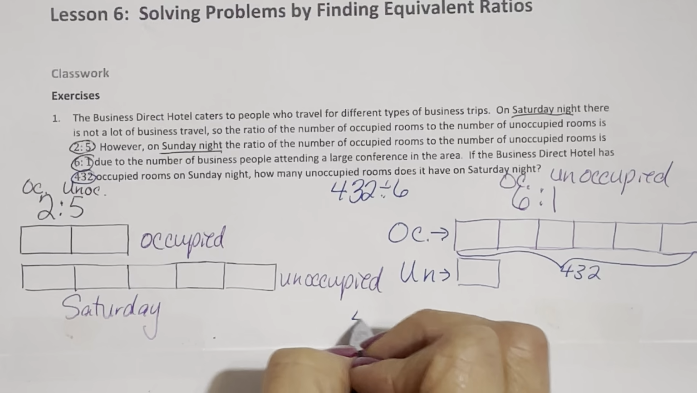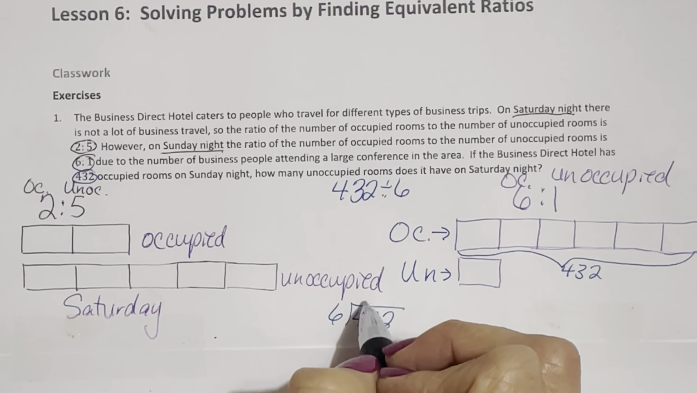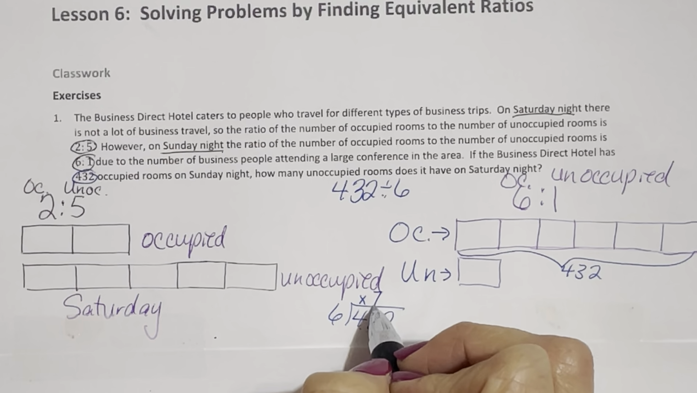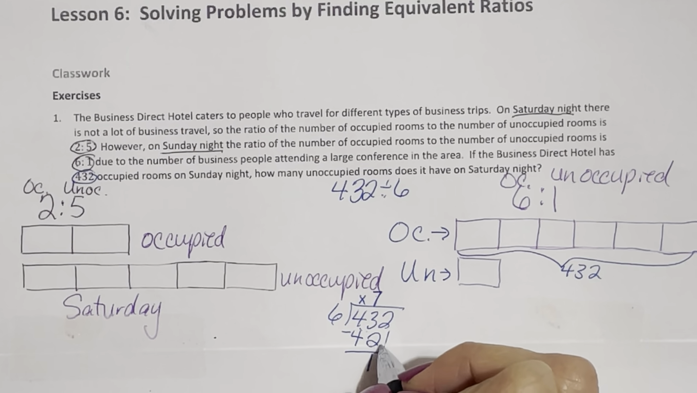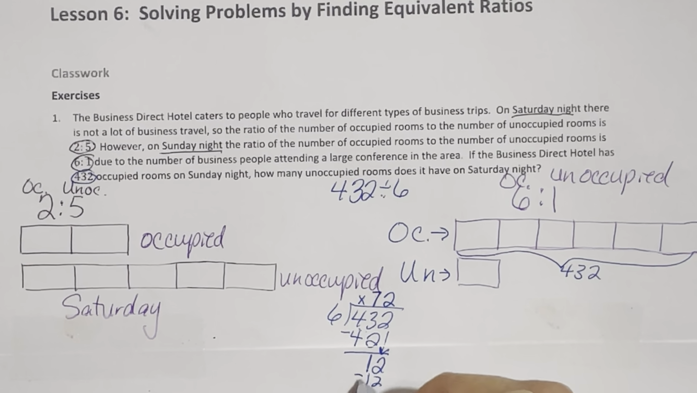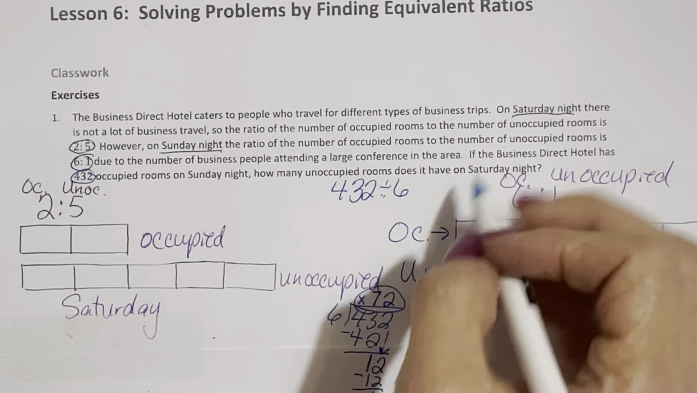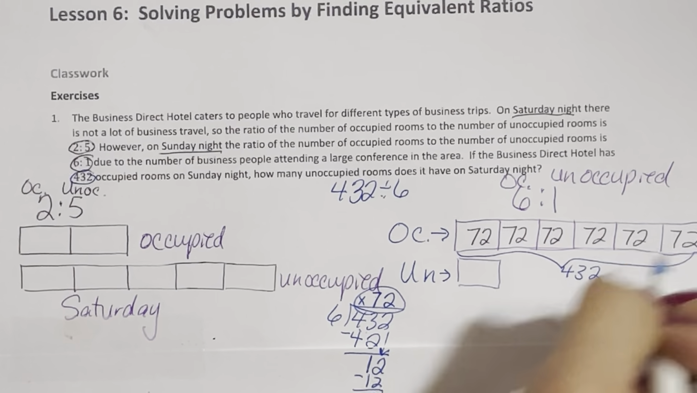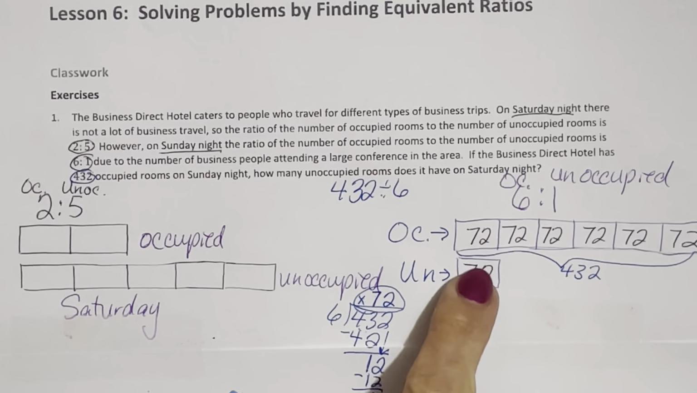So I'm going to say 432 divided by 6. Something times 6 gives me 4? Nope, can't do that. Something times 6 gives me 43, or closest would be 7 times 6, which is 42. 43 minus 42 is 1. Bring down my 2. What times 6 gives me 12? 2 times 6 is 12. So 72. Now I know that each one of these boxes represents 72, or 72 rooms.